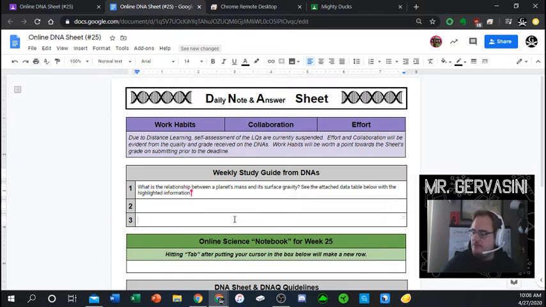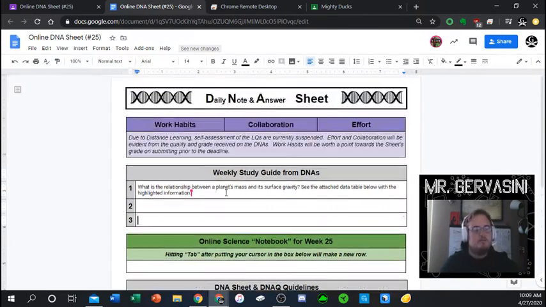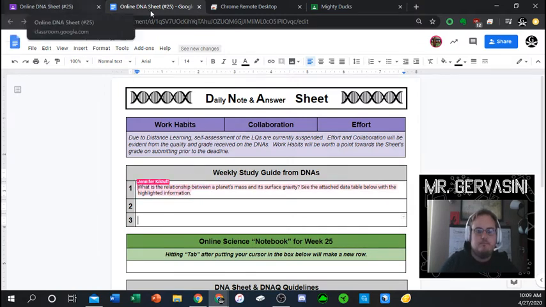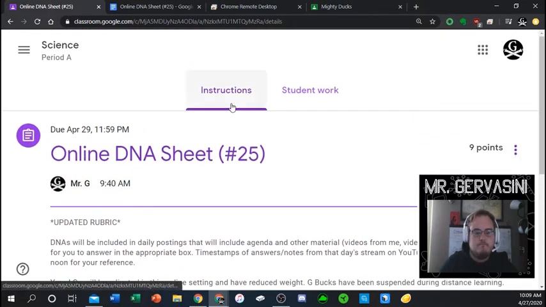Miss Kildoff's typing in the DNA itself for her students. So a little different. Online science notebook if we need it for extra notes. This is kind of blocked off now. Guidelines are down below like they always have been. G-Bucks are suspended. Alright? So that's just what the sheet looks like now. And you're obviously answering in box 1.